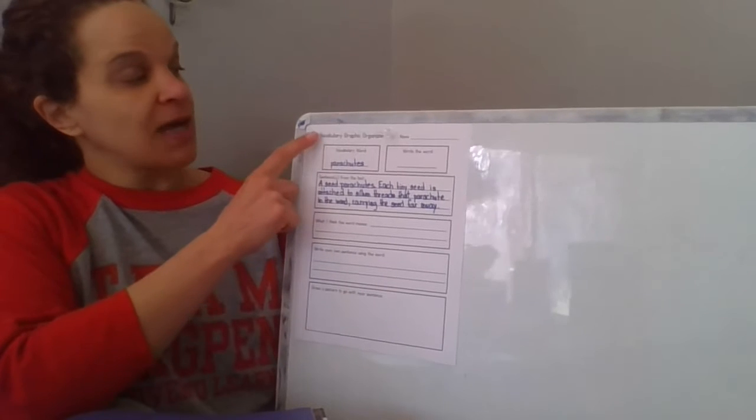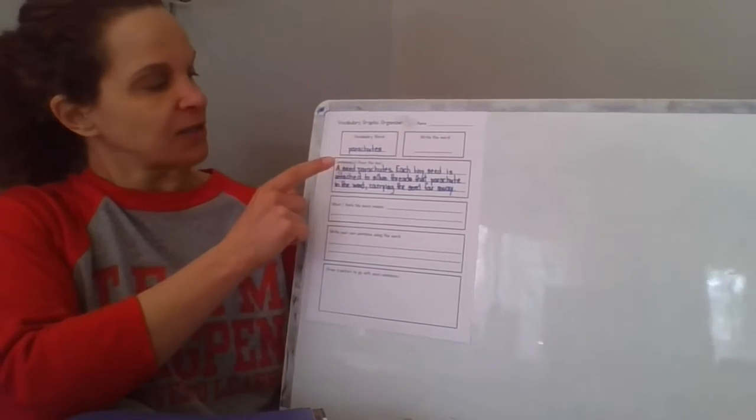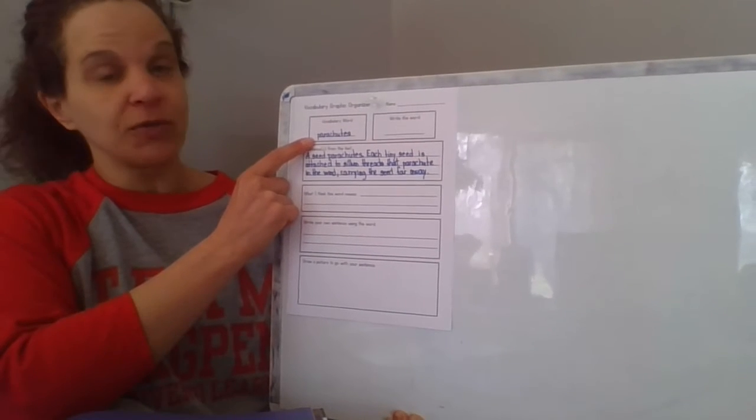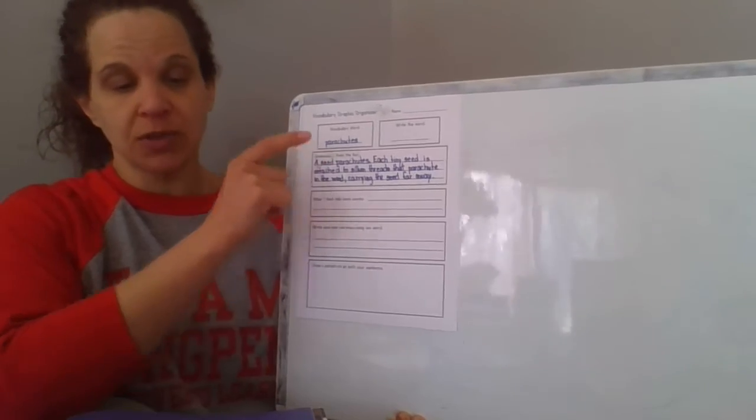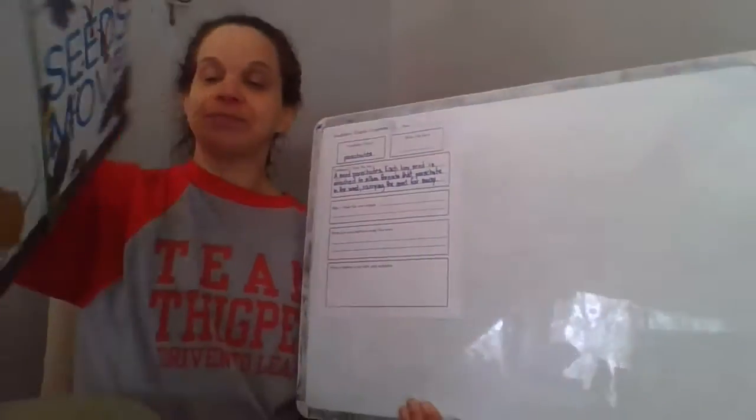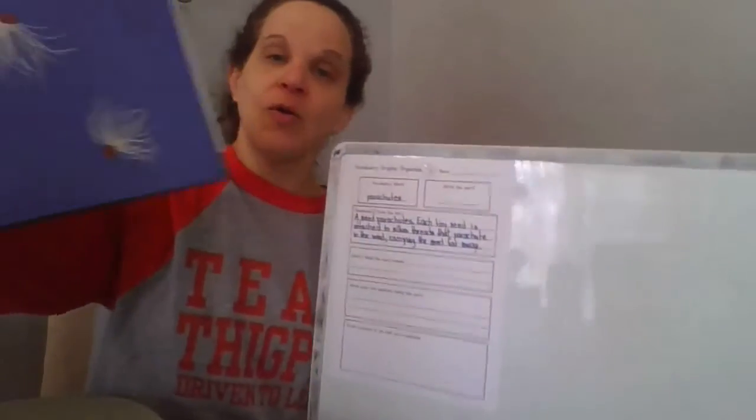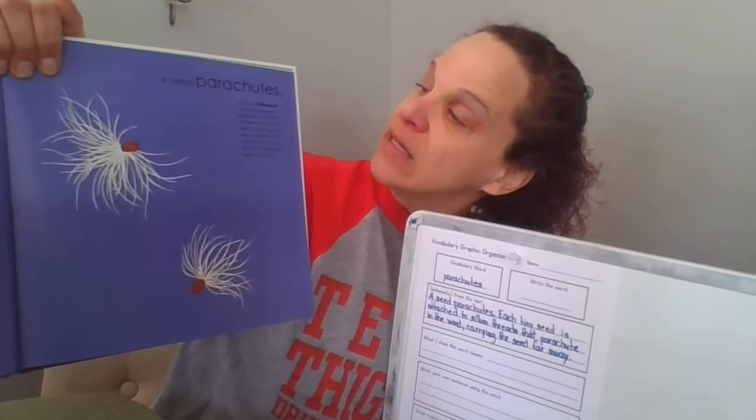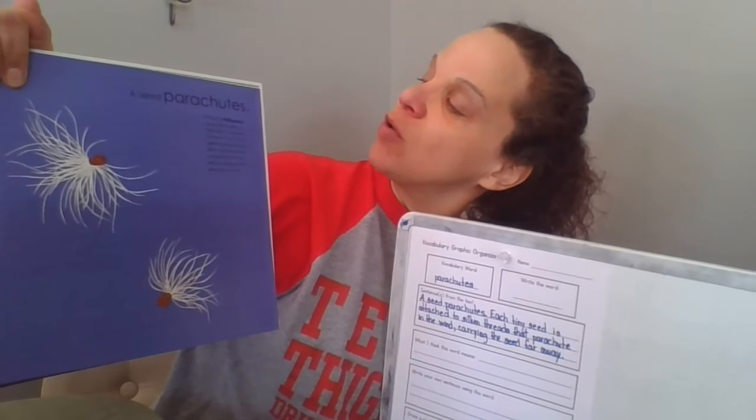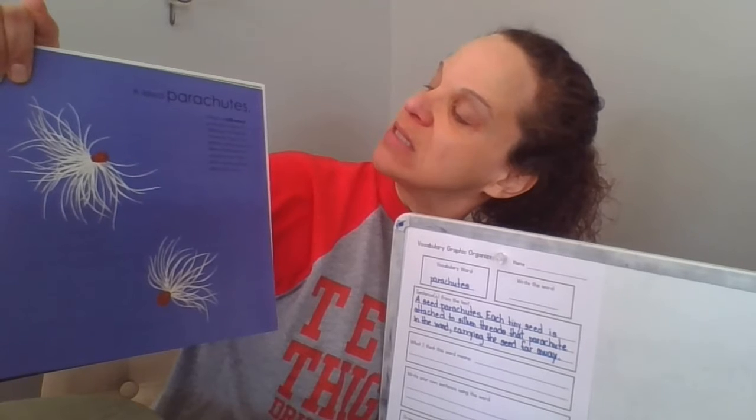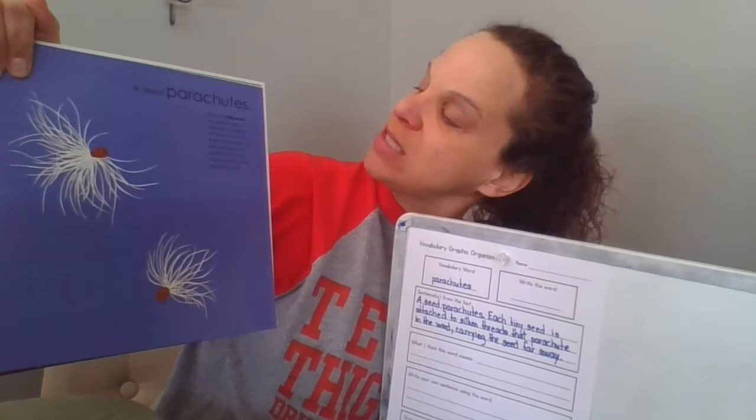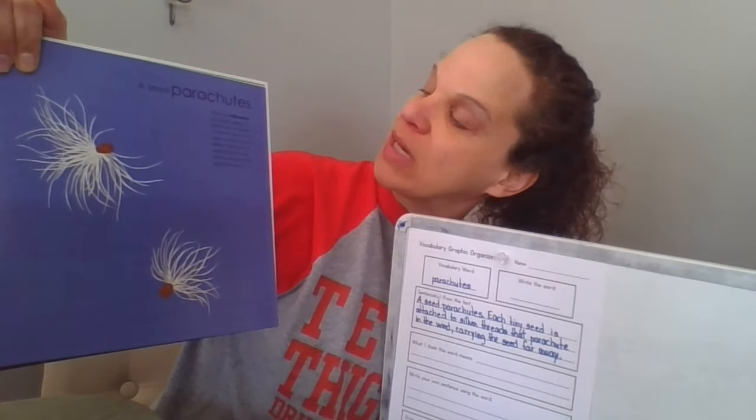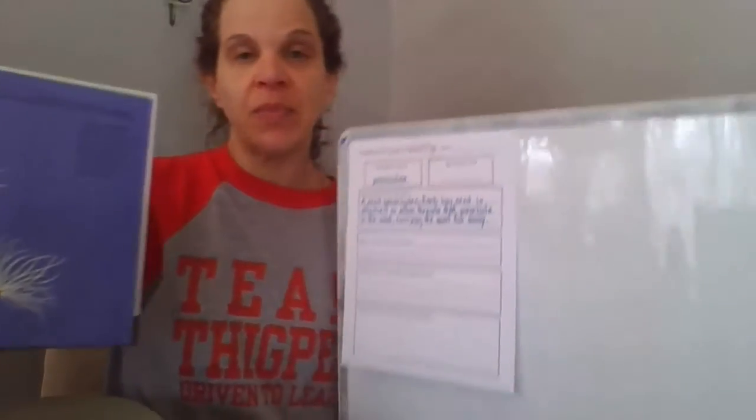What you'll find at the top of your vocabulary graphic organizer is the vocabulary word that you're going to focus on. I am going to model for you so you can see me work with the word parachutes. If we go back to the book, right here is where we found the word parachutes. It reads, a seed parachutes. When a milkweed pod splits open, it releases hundreds of seeds. Each tiny seed is attached to a silken thread that parachute in the wind, carrying the seed far away.